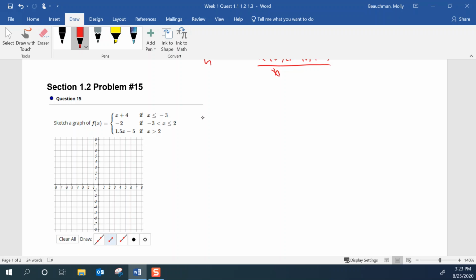The first graph we're going to graph is the line x plus 4, but we only want it for values x less than or equal to negative 3. So we have to figure out where we start. When x is negative 3, we get the coordinate negative 3 plus 4, which is 1. So this graph starts at negative 3, 1.